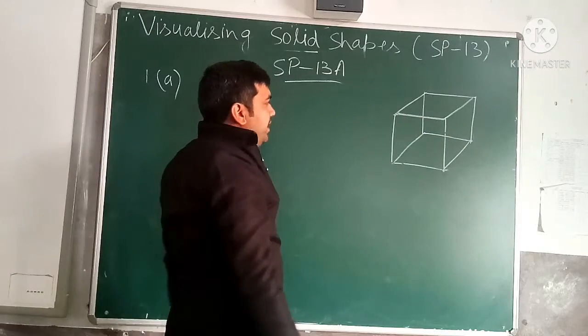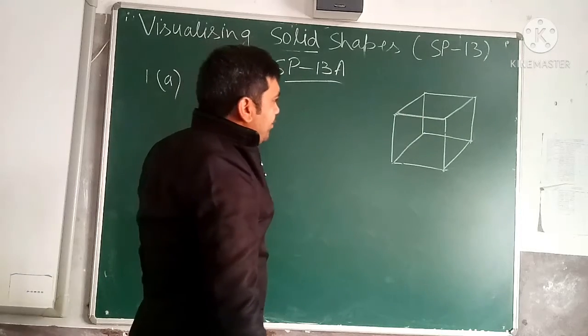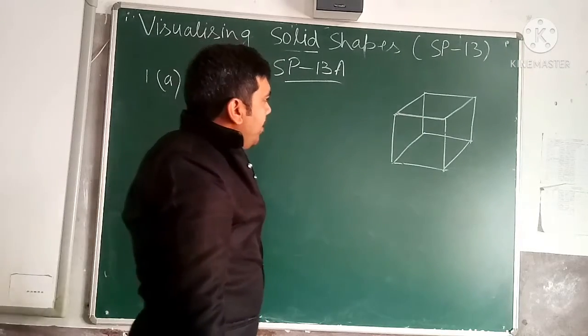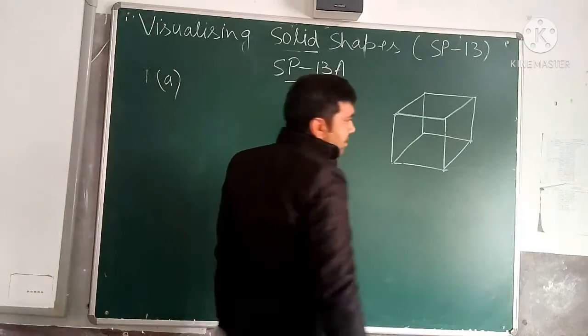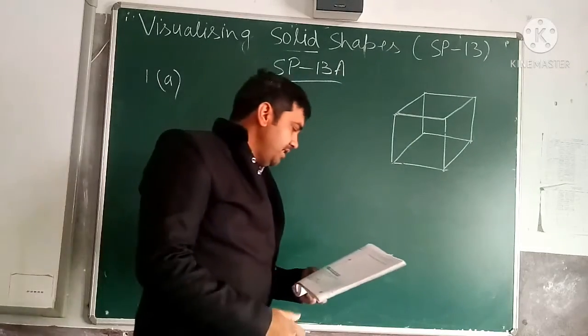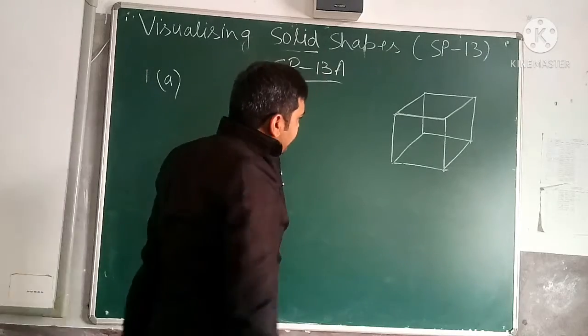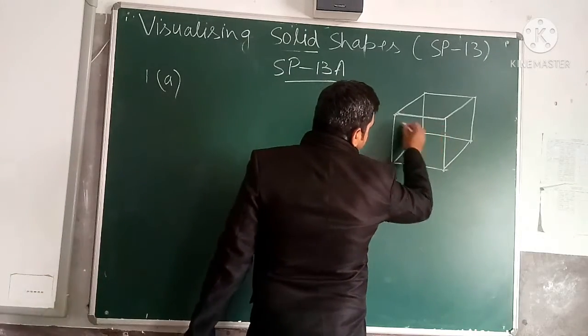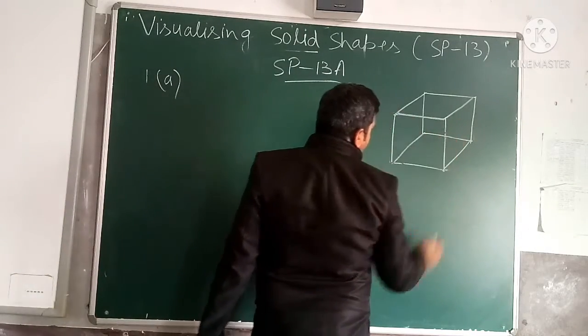So how many edges are there, you find? A cuboid contains 12 edges. How many edges? 12 edges. See how you count these edges. This is edge 1, this is edge 2, edge 3, edge 4. How many edges are there?